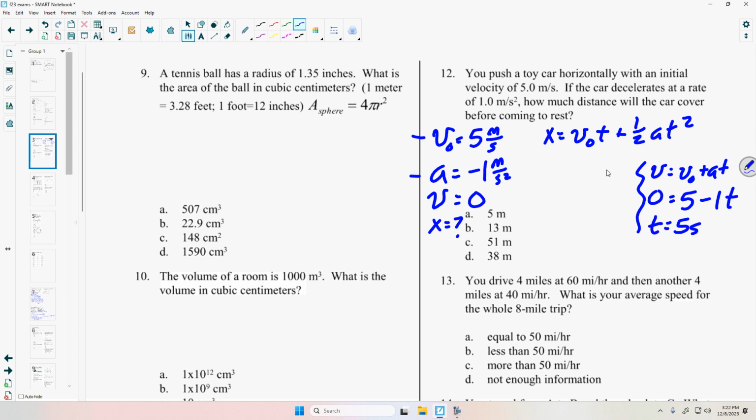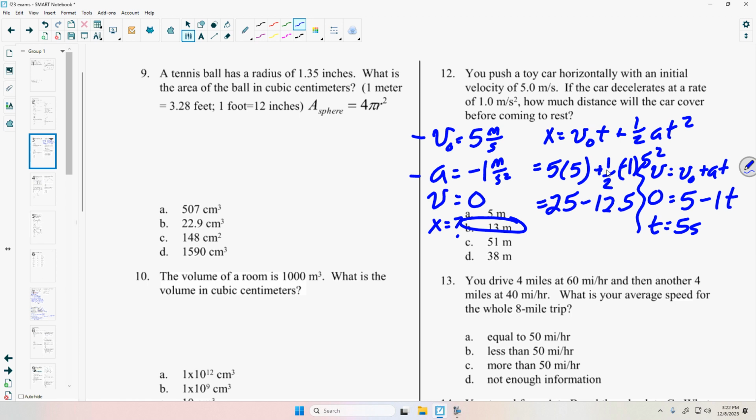So now that I know t, I can find x. x is equal to V0, which is 5, times t, which is 5, plus 1/2 of negative 1 times t, which we said was 5, squared. That's 25 minus 12.5, or 13 meters.